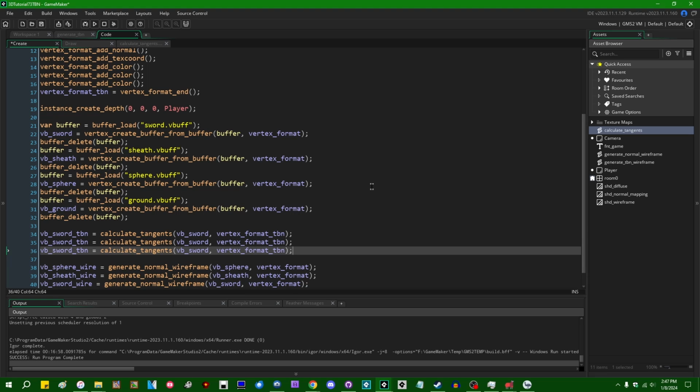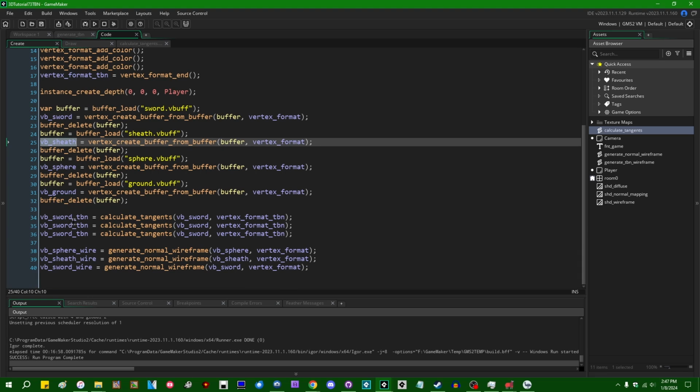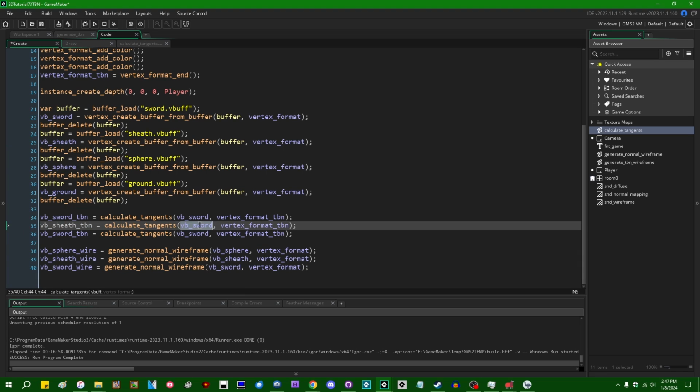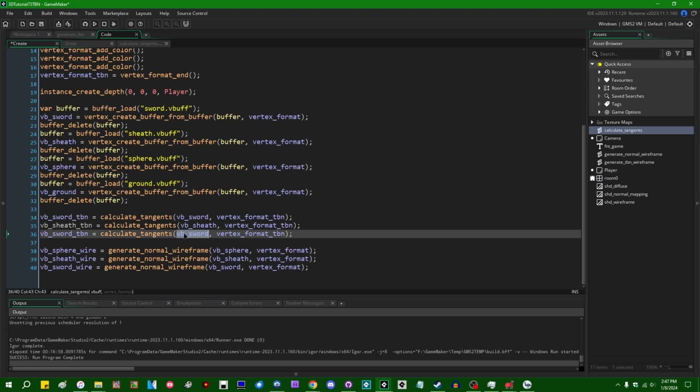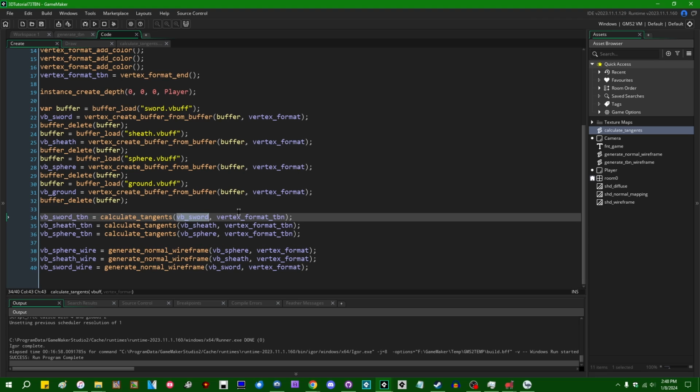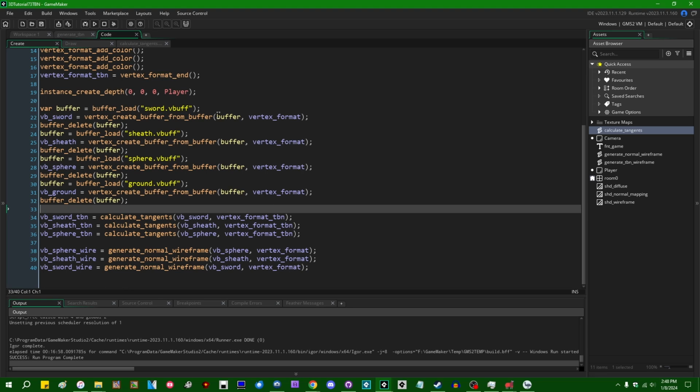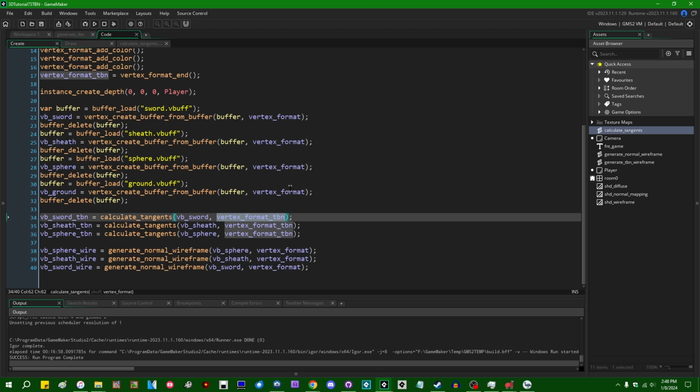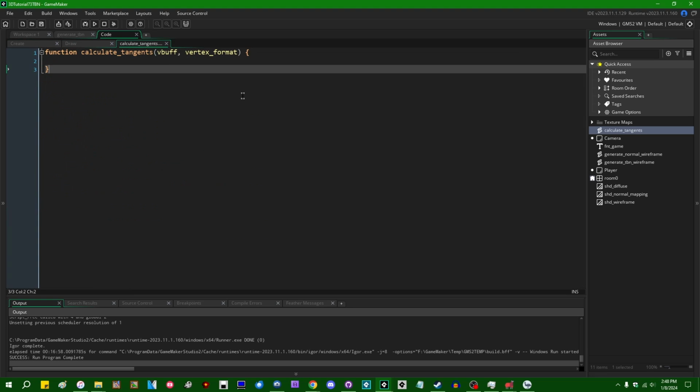Anyway, sword sheath. I'm not going to generate TBN for the ground. We're not going to be worrying about the ground. VB sheath TBN and VB sphere TBN, and we're going to feed the original vertex buffer into that. We're going to turn it into a regular buffer. We're going to read out all of the triangle data, and then we're going to feed the updated information into a new vertex buffer.